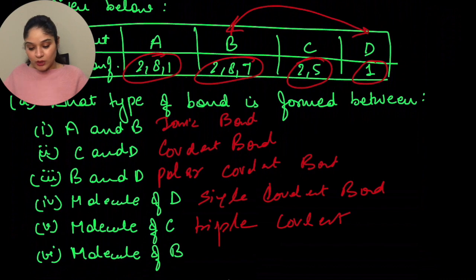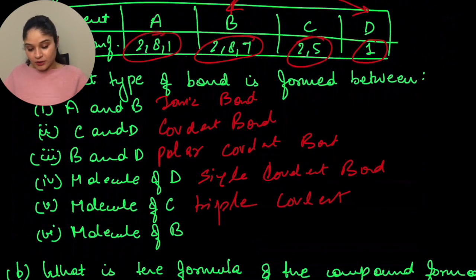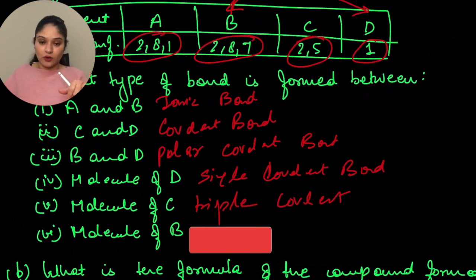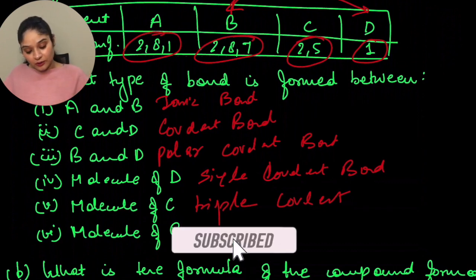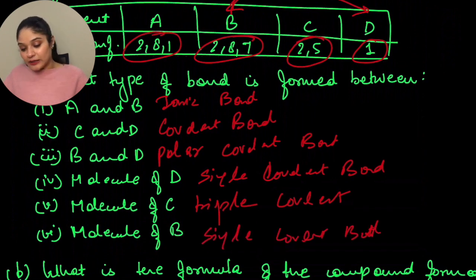Molecule of B. So you have two molecules of B. So 2, 8 and 7. So that should be a single covalent bond because the two B atoms get connected and one electron from each will get shared. So you'll have a single covalent bond. Now let's move to the next one.